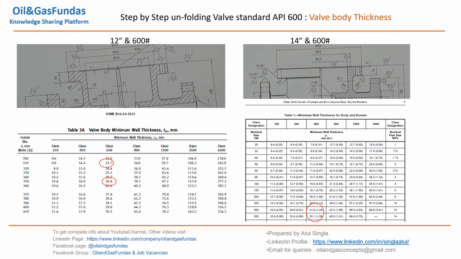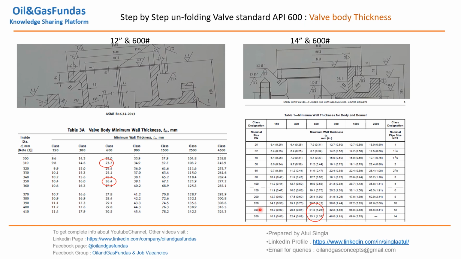But if you go for API 600 table 1, there are few thicknesses which are far higher than 16.34 thicknesses. So that means the factor of safety which is required to design the valve has already been taken care of in API 600. So we don't have to add extra corrosion allowances or any other allowances to come up to the final thicknesses. So we can refer API 600 to get the actual thicknesses.